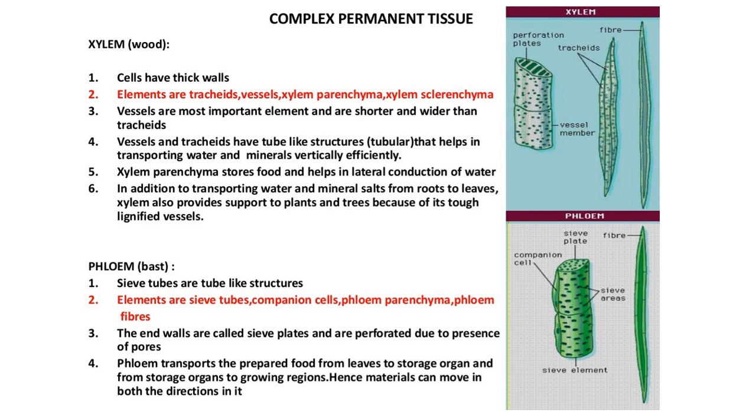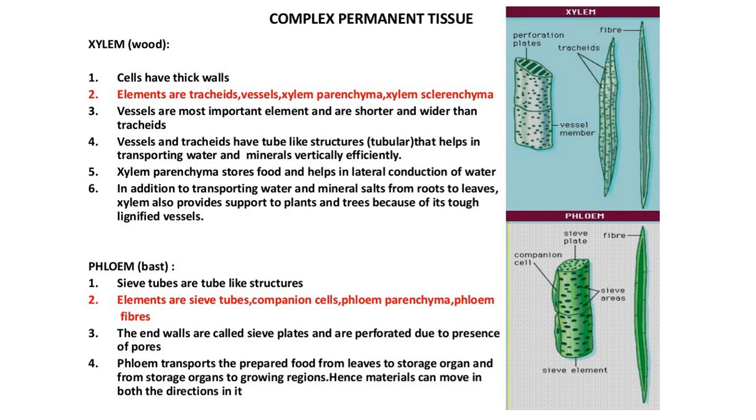They are short and wide, compared to tracheids. Both vessels and tracheids have tube-like structures, so they are tubular in nature and help to transport water and minerals very efficiently to great heights. Xylem parenchyma stores food and also helps in the lateral conduction of water. In addition to transporting water and minerals from roots to leaves, xylem also provides support to plants and trees because of the tough lignified vessels present in the xylem tissue.